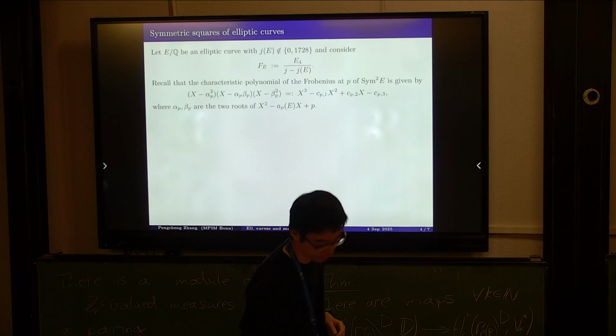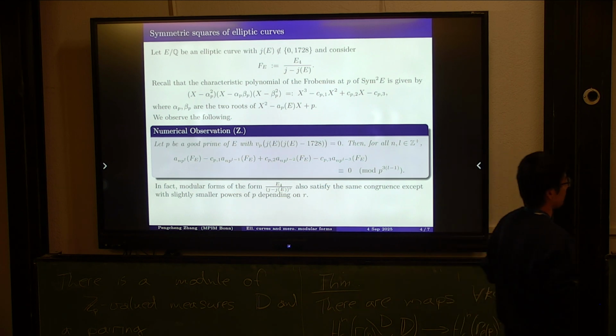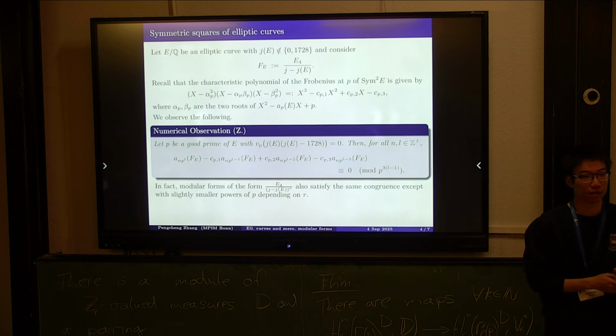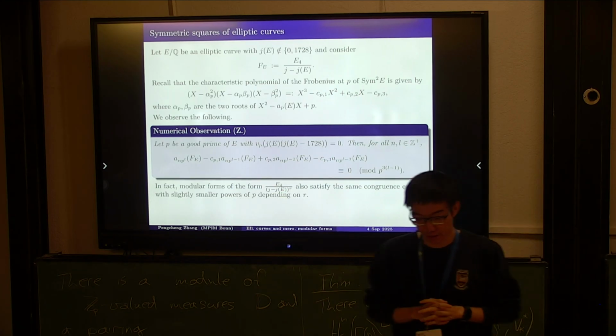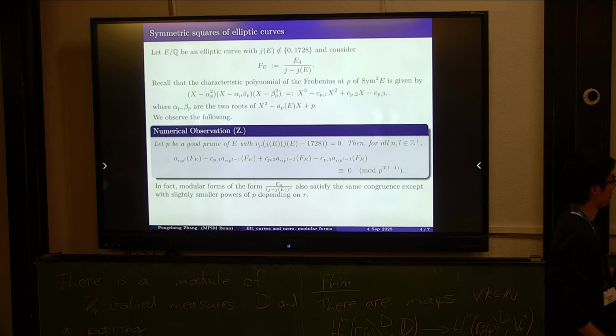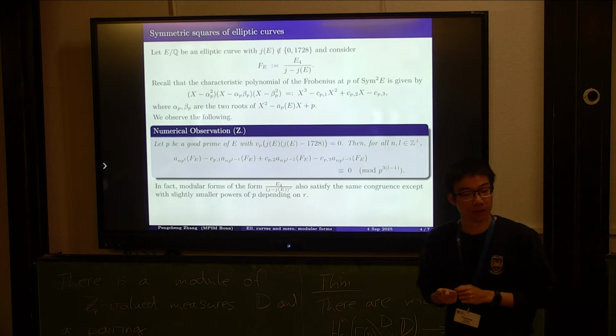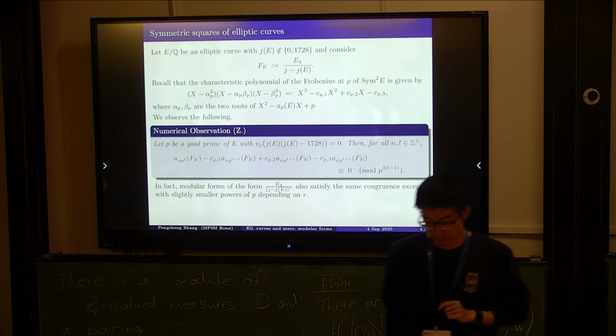And what we observe for this meromorphic modular form is the following. So p is still a good prime of E, and we basically just replace every x power term by some coefficients of this meromorphic modular form. And this particular linear combination is 0 modulo a high power of p, basically. And this congruence is also satisfied if you consider E4 over J minus J_E raised to some power, where the exact exponent of the p power will depend on r.